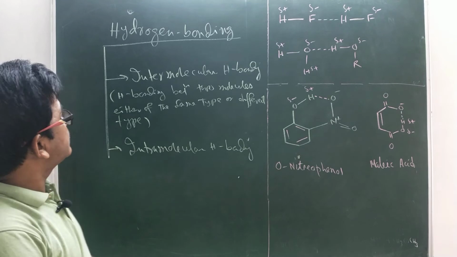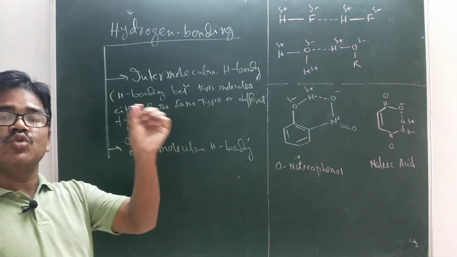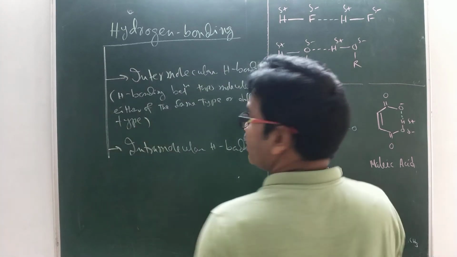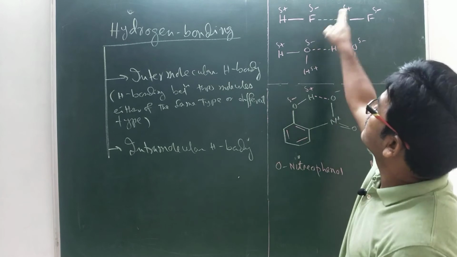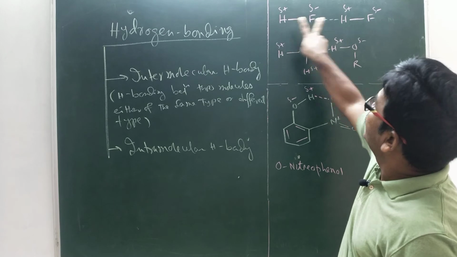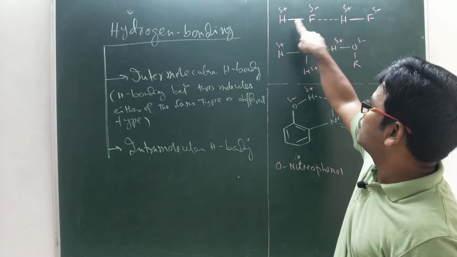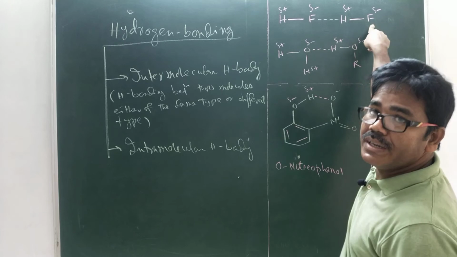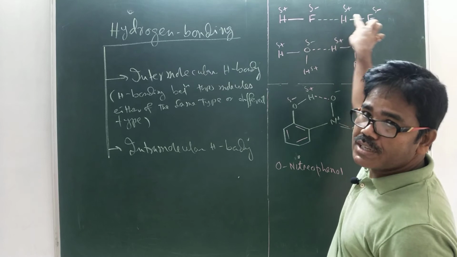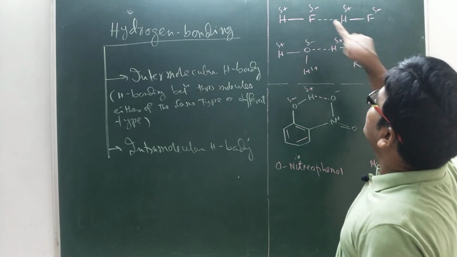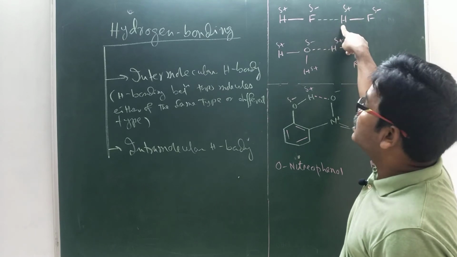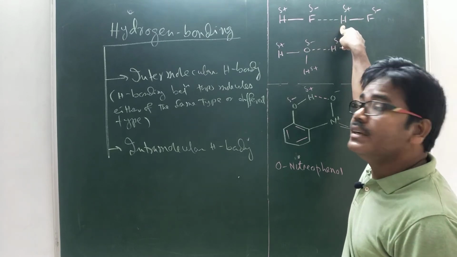Intermolecular hydrogen bonding means hydrogen bonding between two molecules. At least two molecules must be there, and both the molecules can be of the same type or of different types. For example, this HF, another HF molecule, HF, another HF molecule. Here hydrogen is plus, fluorine is minus, hydrogen is plus, fluorine is minus. Two molecules are there, HF, HF. Both the molecules are of the same type, and here minus, here plus. Between these two, this hydrogen bonding, I say the intramolecular hydrogen bonding. Sorry, intermolecular hydrogen bonding.